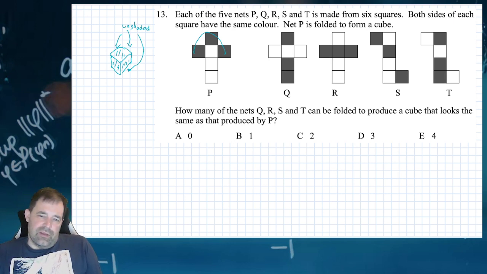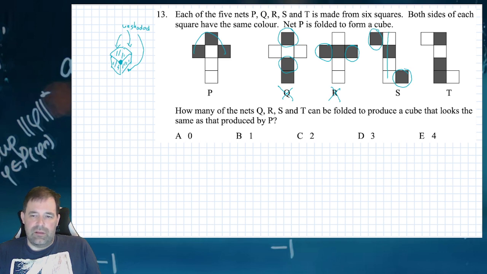So visualizing this one will not touch that one, but they have to all meet at one corner, so they're all going to meet at one corner. So this one is not one. That one is not one, because they won't all meet at a corner. Again, that one won't touch that one. That one won't touch that one. They won't meet at a corner, will they?